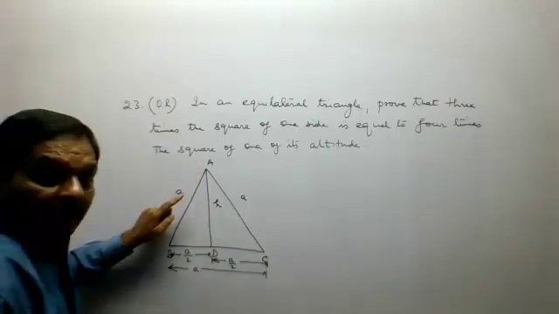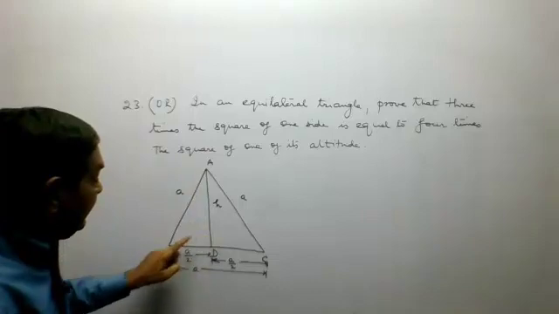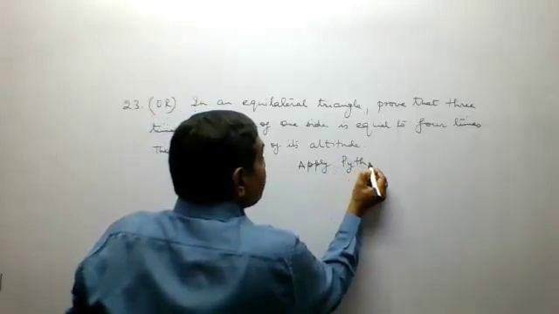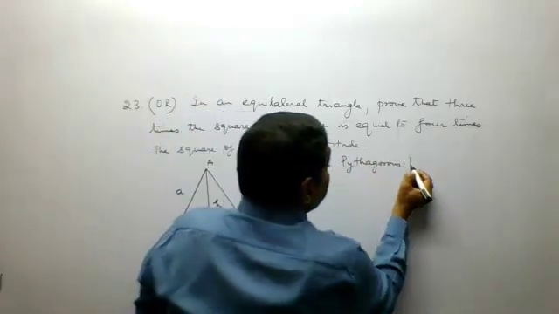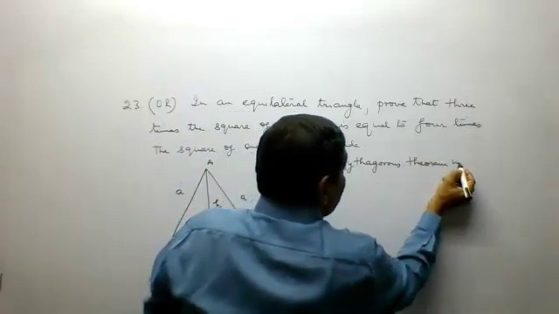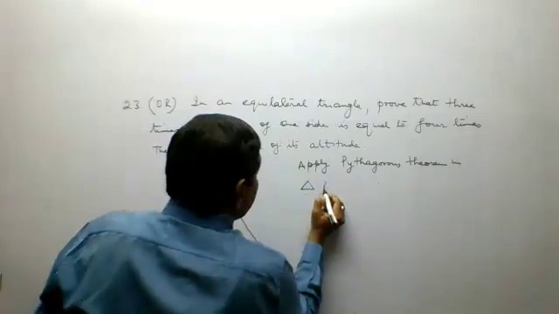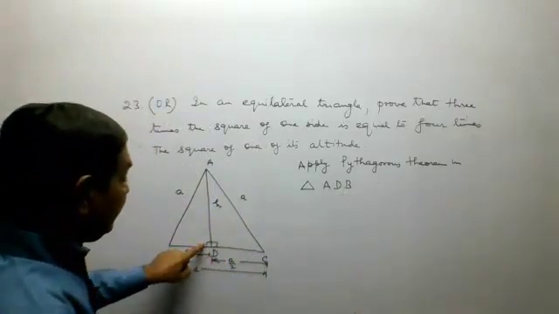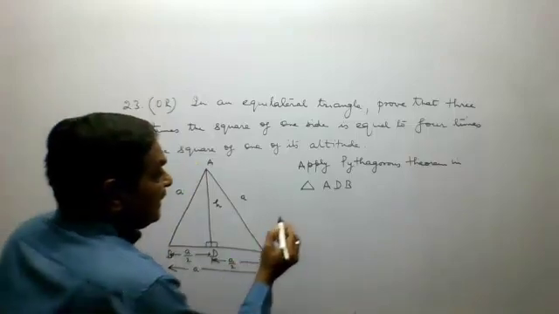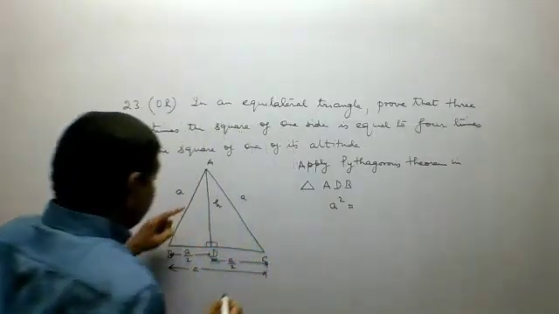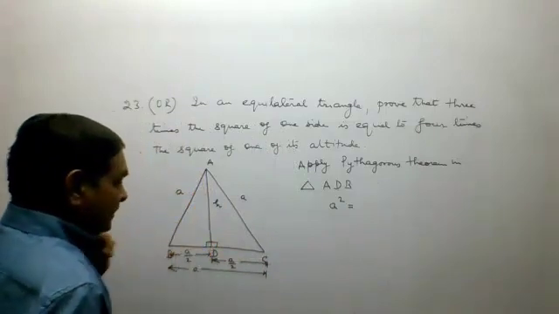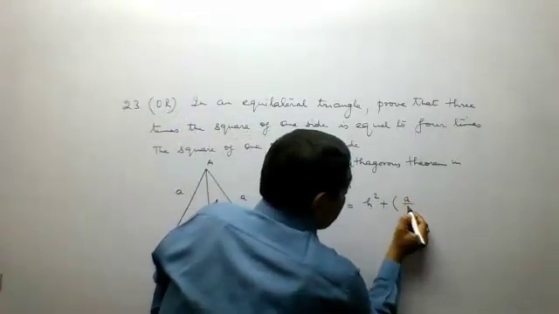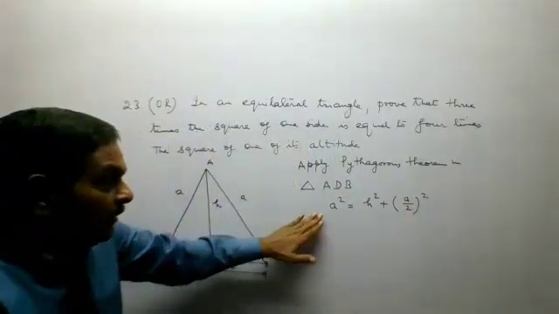Now we can apply the Pythagoras theorem in triangle ADB. This angle is 90 degrees. So hypotenuse square, that is a square, is equal to perpendicular square plus base square, that is h square plus a upon 2 whole square. By applying the Pythagoras theorem, we obtain this.